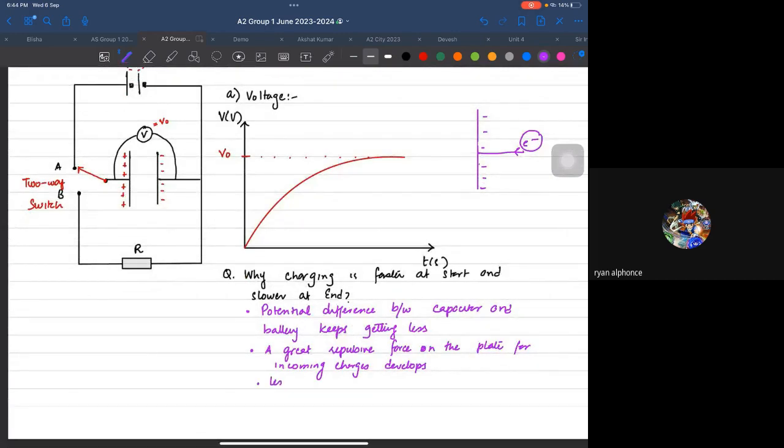Okay, then the next thing, less and less space is left for more charges as charge density increases, right?